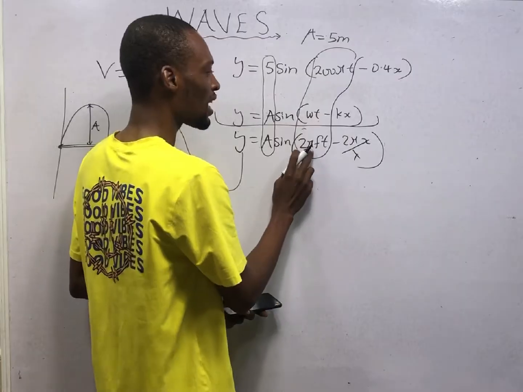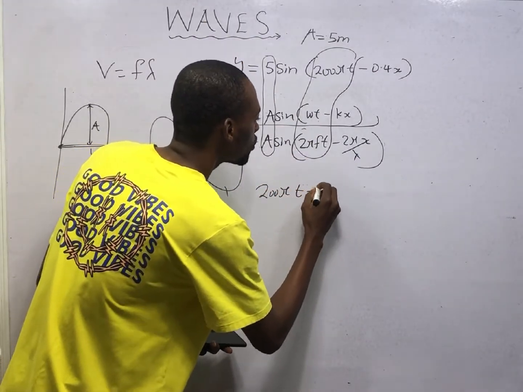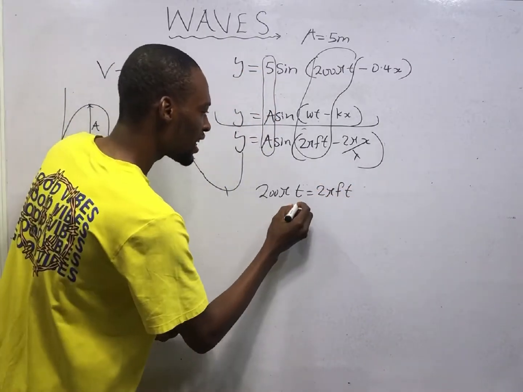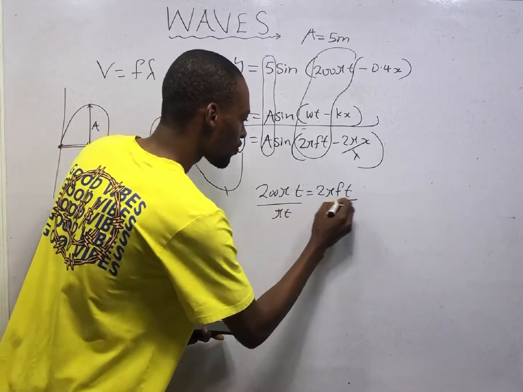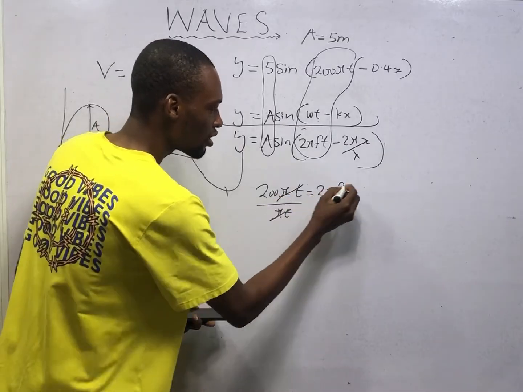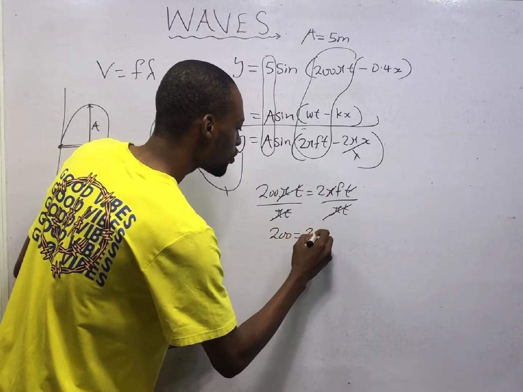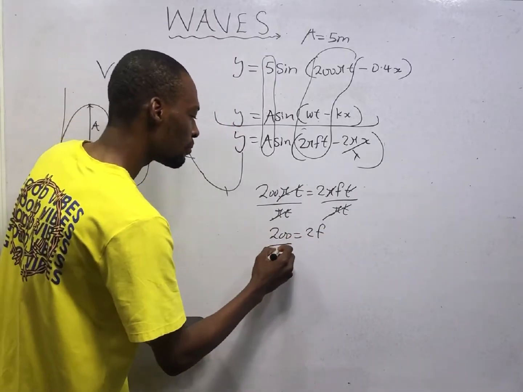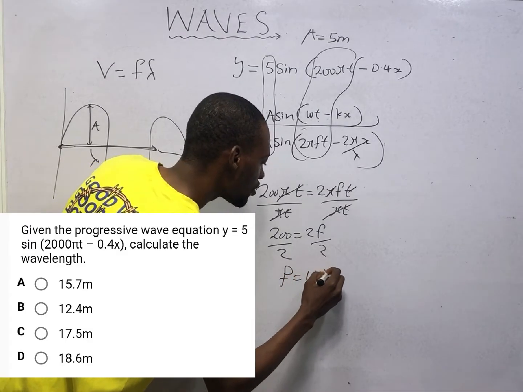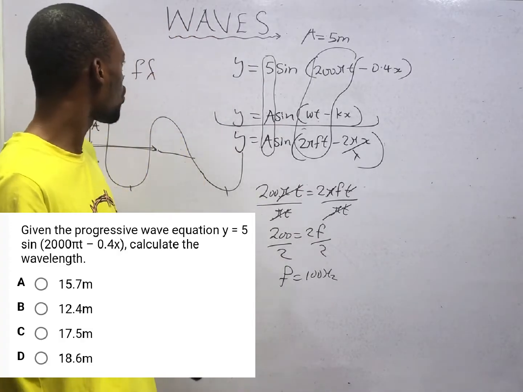So this one has pi, this one has pi. So you say 200 pi t is equal to 2 pi f t. When you divide both sides by pi t, what happens? Pi t cancels pi t. You are left with 200 is equal to 2f. Dividing both sides by 2, f is equal to 100 Hz. You solved for frequency. Now, what else?